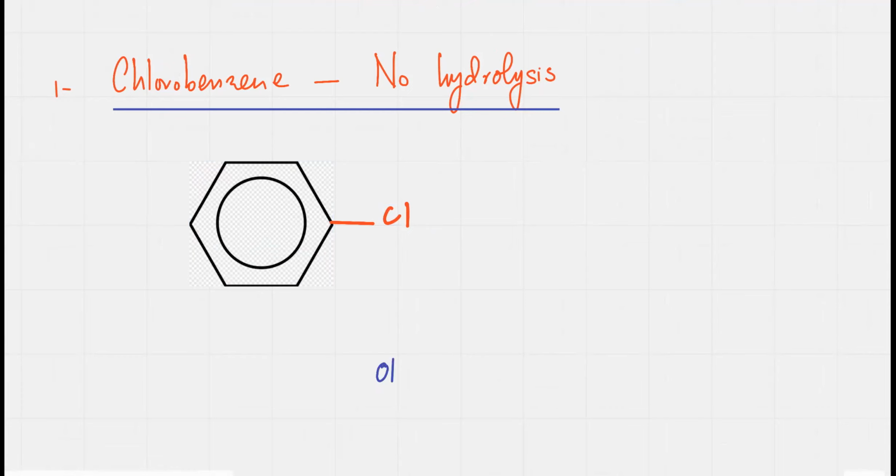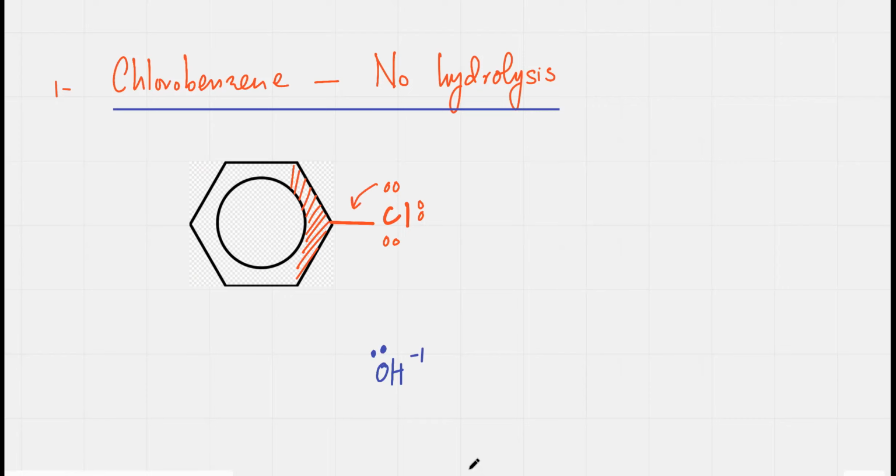Let's talk about OH minus. Let's say I add NaOH, and you've got OH minus. This OH minus is not going to be attracted to this molecule because Cl has an electron donating effect. Cl has lone pairs, three of them actually. These lone pairs are going to overlap with the benzene electron clouds. The electron density on the benzene is going to be pretty high.